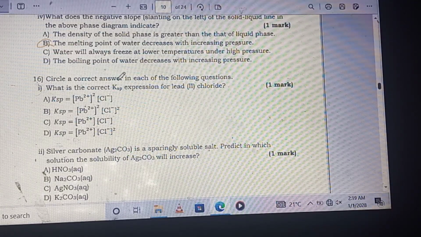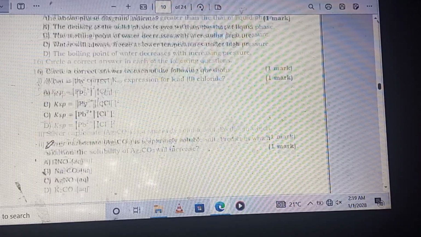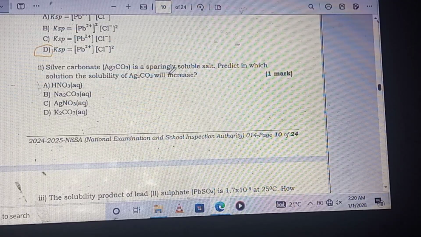Question 16. Circle the correct answer in each of the following questions. I. What is the correct Ksp expression for lead(II) chloride? The correct answer is letter B. Ksp of lead(II) chloride is this one. II. Silver carbonate is a sparingly soluble salt. Predict in which solution the solubility of silver carbonate will increase.